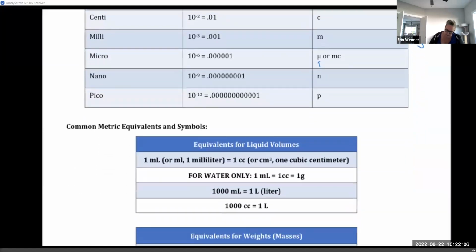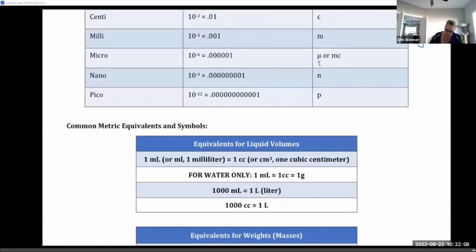So 1 milliliter is equal to 1 cc or cubic centimeter. And then for water only, and this is really important, you remember this is water only, 1 milliliter equals 1 cc, which equals 1 gram. Okay, and so that becomes important when we talk about the weight of liquid that a patient has taken. But again, this is only for water. That's it. Okay. And so 1,000 milliliters equals 1 liter, 1,000 cc's equals 1 liter.